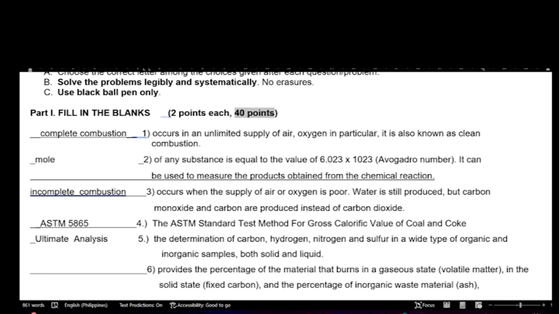So number 6. It provides the percentage of the material that burns in a gaseous state. Halimbawa, yung gaseous state? Volatile matter. In the solid state, fixed carbon. In the percentage of inorganic waste material, ano yung waste? Yung tira-tira, yung abo or ash. Anong tawag doon? Proximate.